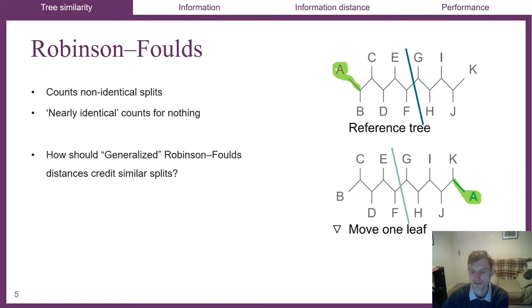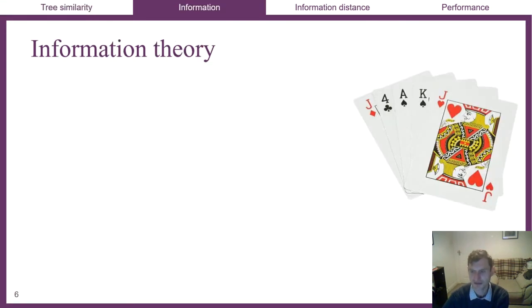Generalised Robinson-Foulds distances attempt to award some form of credit for similar splits, but there's no natural way of doing this that's yet been proposed. My suggestion is that information theory gives us a way to meaningfully quantify similarity between splits. So I'm going to introduce you quickly to this discipline.